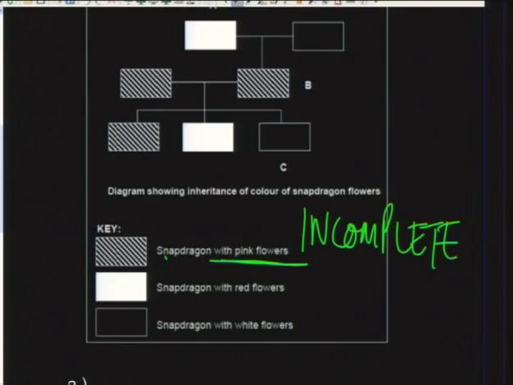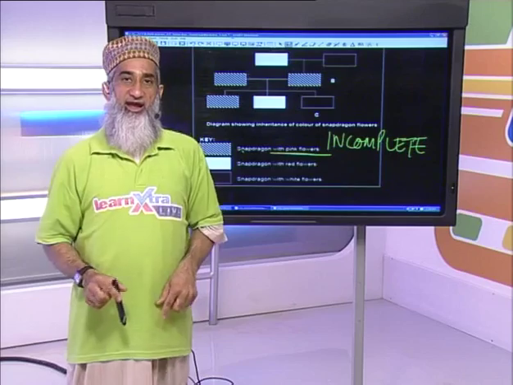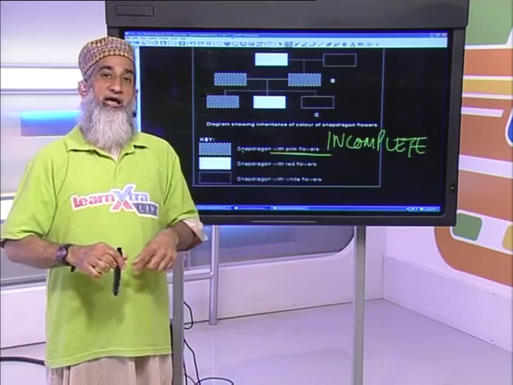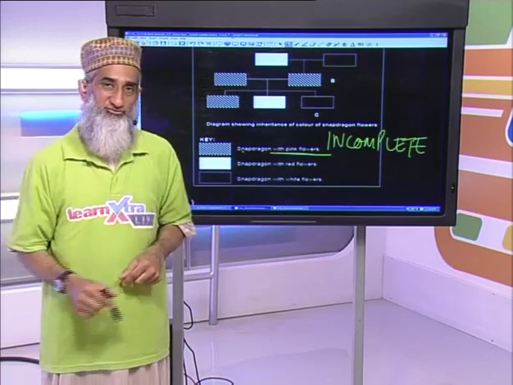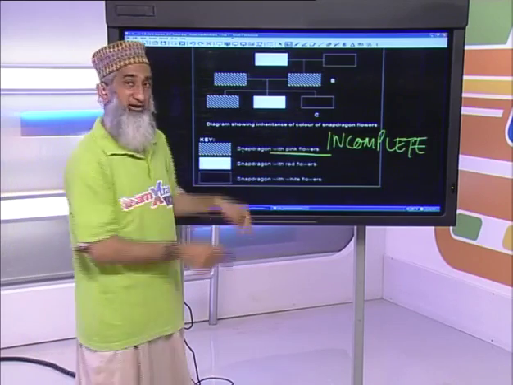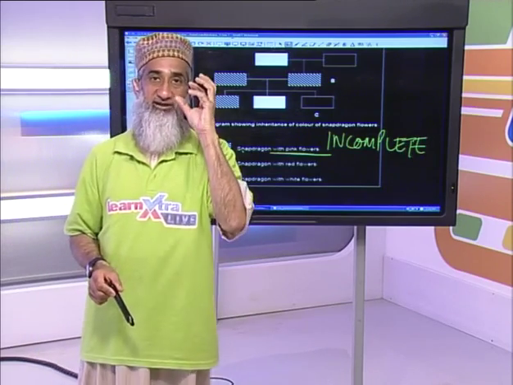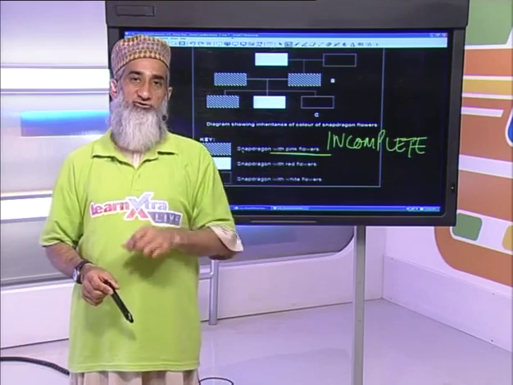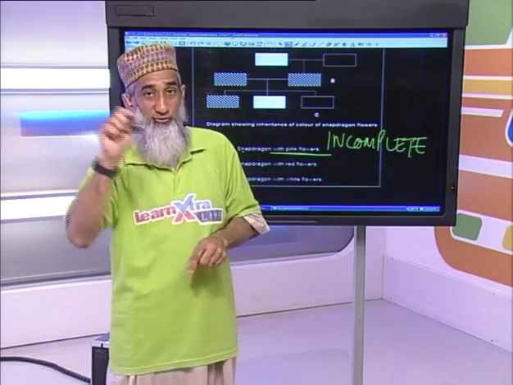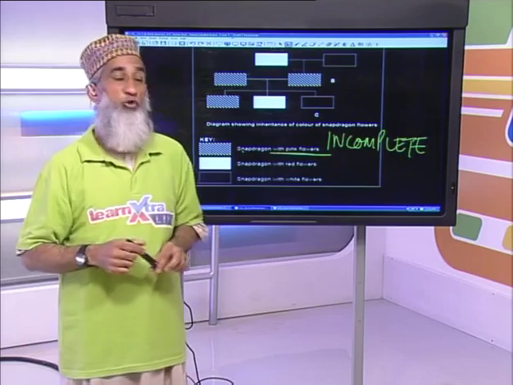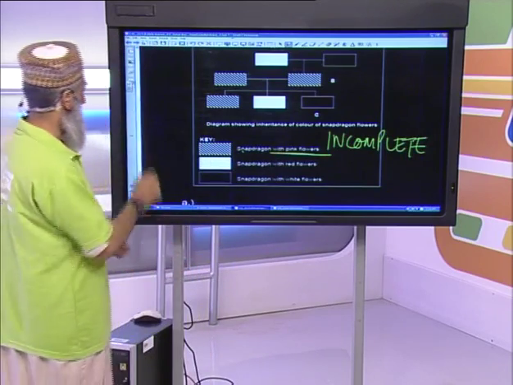And when we have the situation where the offspring has both showing up, for example, if we had red and white and we had a plant that had white with red spots or red with white spots, that means both are showing up in the phenotype, then it is codominance. This one is incomplete, okay?